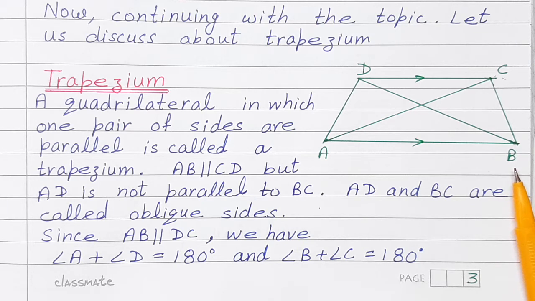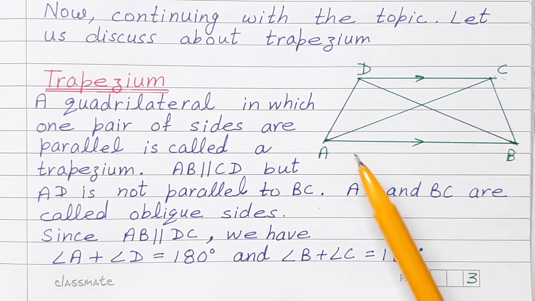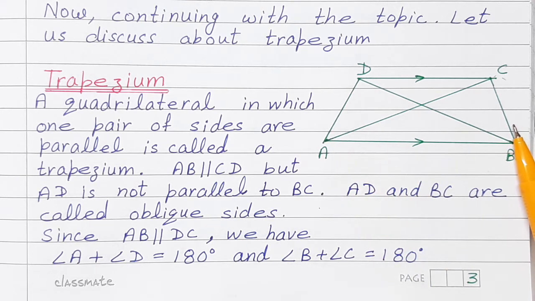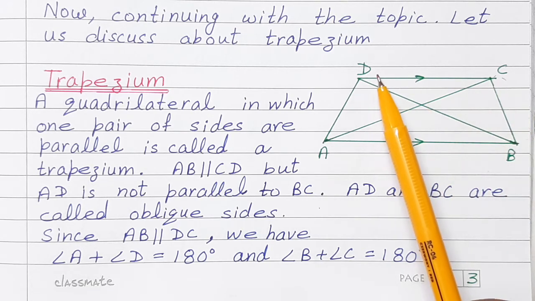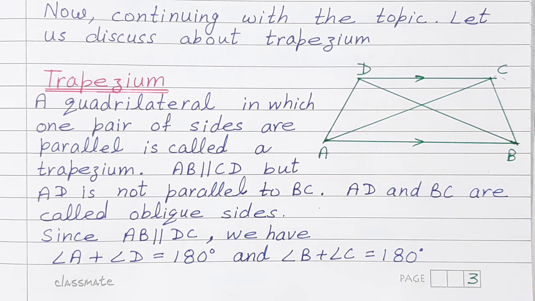Now what is an isosceles trapezium? Where the non-parallel sides are equal. That is, if AD and BC are equal, then we call it an isosceles trapezium. In that case, angle A will be equal to angle B and angle C is equal to angle D. Clear?